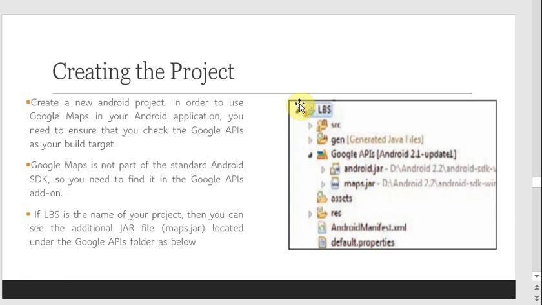You can see in the diagram here, LBS is nothing but the name of the project you have given. You can see the additional jar file, maps.jar, which is located under your Google API. If you want to use Google Maps in our application, then you need to add this Google API as an add-on. Okay, that's the thing.